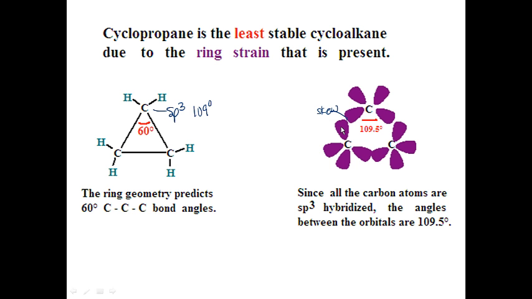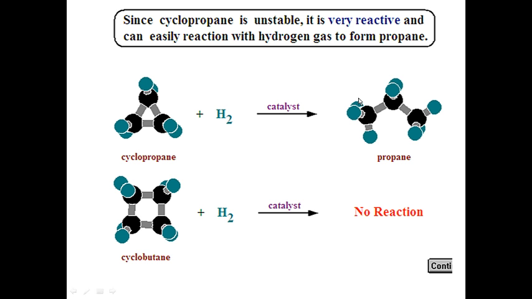And so they don't quite overlap perfectly head-to-head. And so what that does is that makes a weaker carbon-carbon bond. Okay, the strongest carbon-carbon bond would be if those orbitals overlapped perfectly straight on head to head. When they overlap at a skew, it's going to make a weaker carbon-carbon bond. But there's nothing I can do about that because I'm forming a 60-degree triangle. So how do I know that that's the case? Well, if I take cyclopropane and I add hydrogen to it, I could actually break the ring open and form propane.